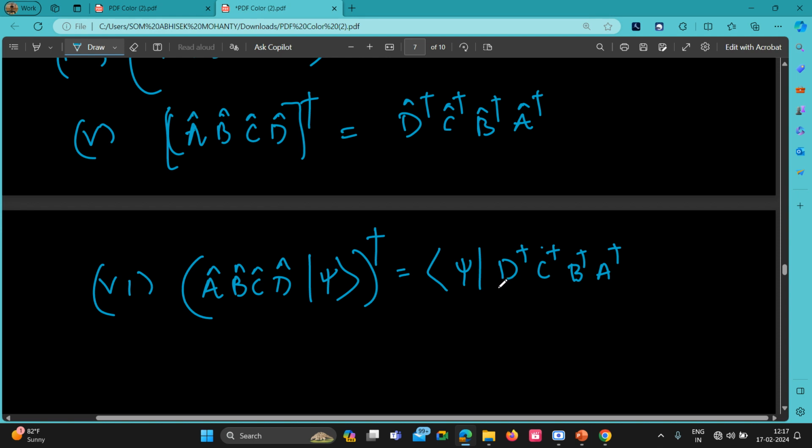These are some of the rules that you need to remember. Okay. What are Hermitian and anti-Hermitian operators? Hermitian and anti, or skew, Hermitian operators.